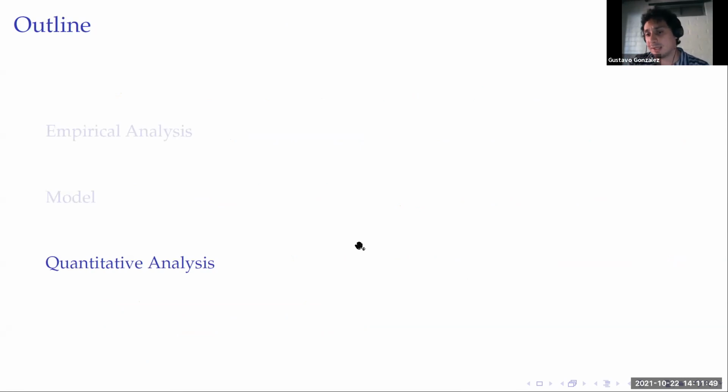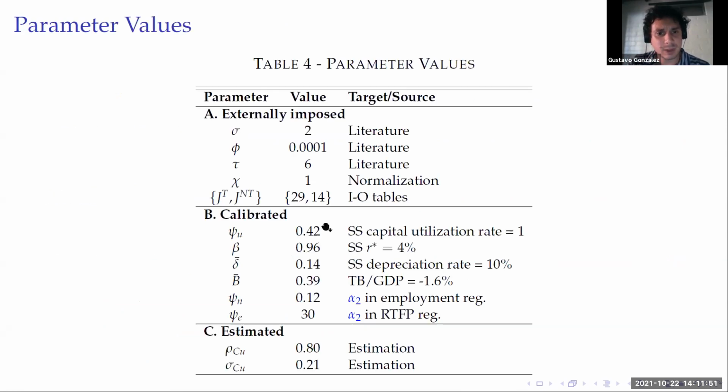Now let's dive into the quantitative analysis. To finish, I calibrate the parameters, taking some from the literature and others directly from the data. So basically we have that sigma is equal to 2, which is the CRRA term in the period utility. There are others that basically, okay.